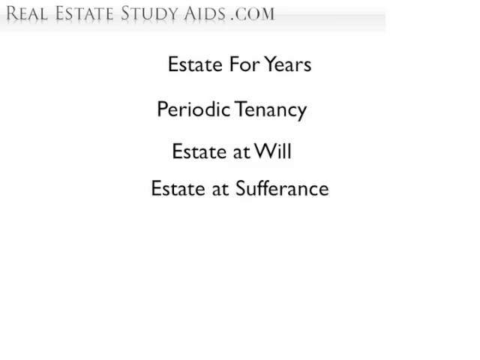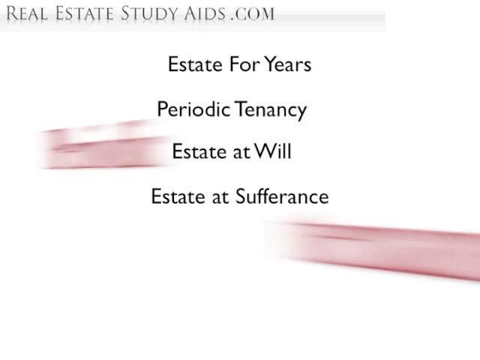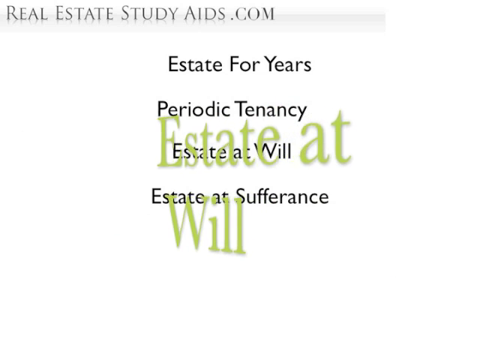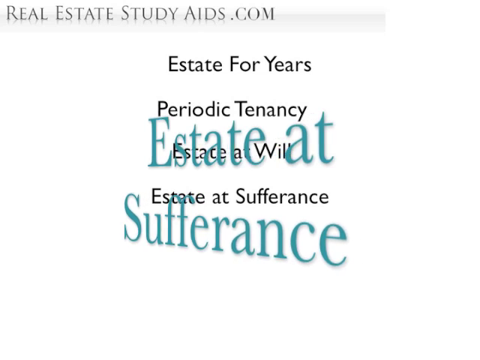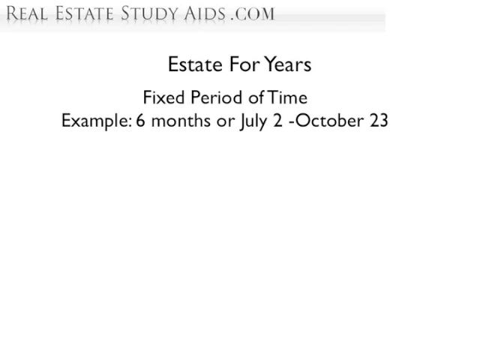Classification of a less than freehold estate includes an estate for years, periodic tenancy, estate at will, and estate at sufferance. An estate for years is a leasehold interest in land for a fixed period of time. It is often called a tenancy for years.